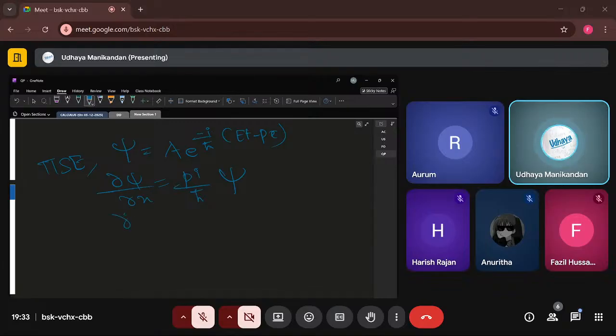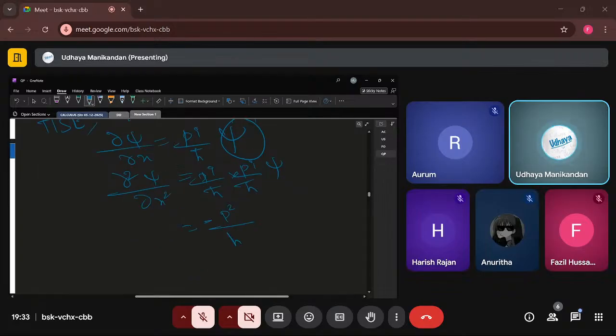Now let's differentiate again. Dou square psi by dou x square. What is that going to be? This is just a constant, leave it as it is. Again the derivative is the same, right? i p by h cross, and psi will come out again. So what is that supposed to be? P square. What is i square? Minus one, right? Because i is root of minus 1. So minus p square by h cross square into psi.